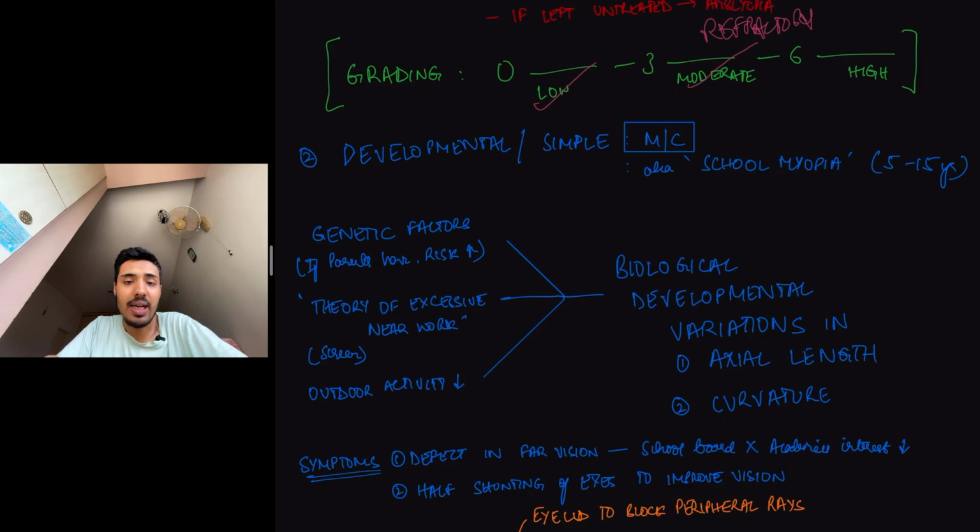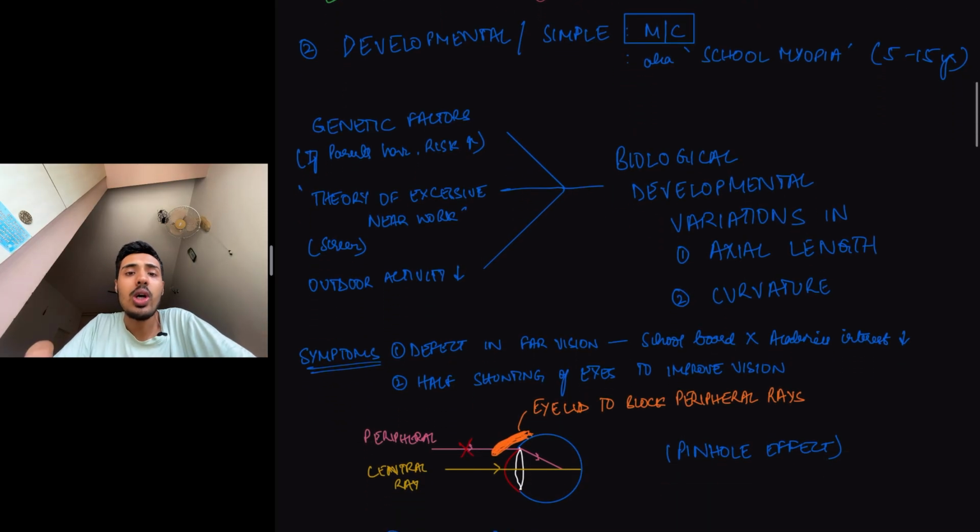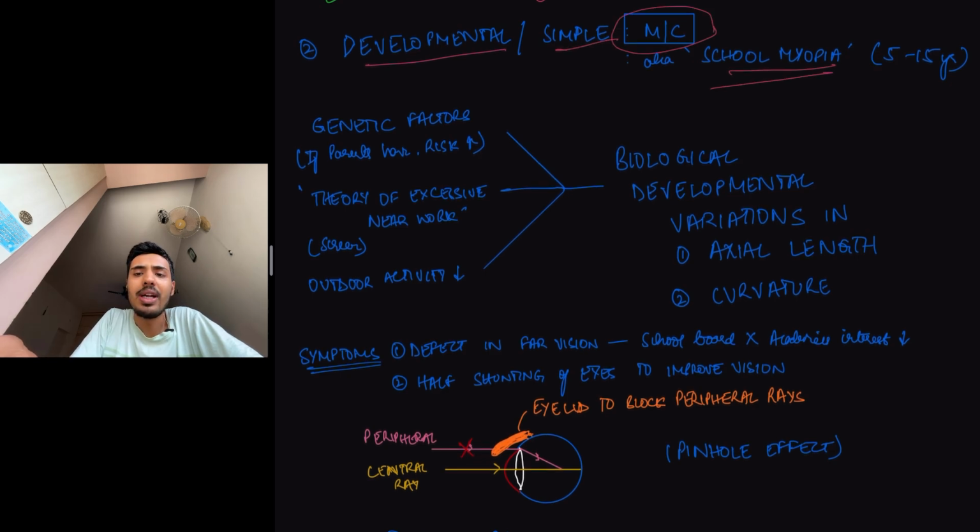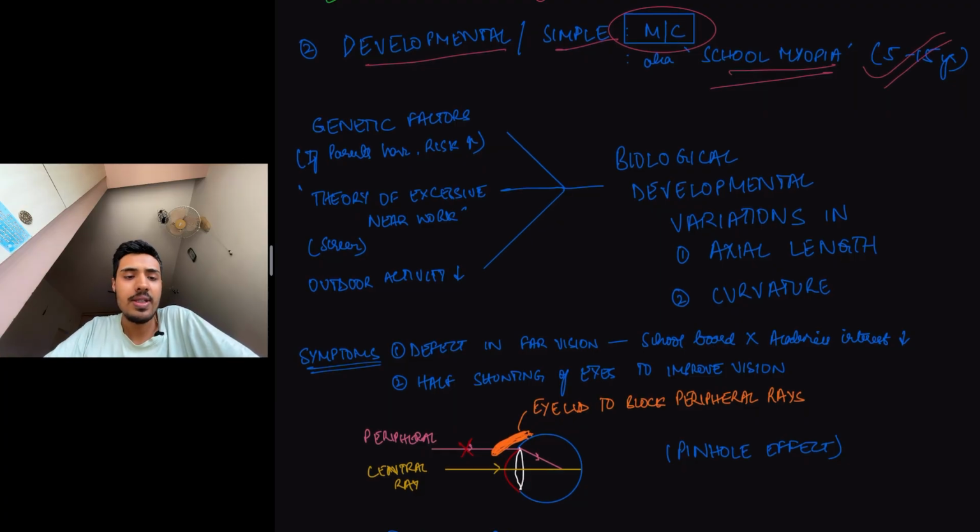Next, coming to the second type, that is developmental myopia or simple myopia, also known as school myopia. This is the most common type. So why is it known as school myopia? In school going children, that is 5 to 15 years old, you will see this condition.